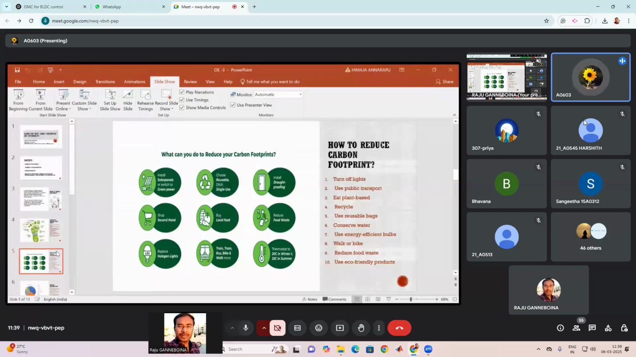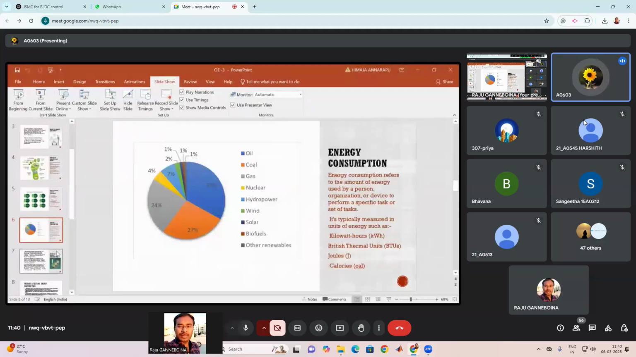Second thing is reduce food waste and use eco-friendly products. Here is a picture of the things which we have to maintain in order to reduce carbon footprint. Installing solar panels, shop second-hand things, replace halogen lights, use train, tram, bus, bike, or walk, reduce food waste, buy local food, choose reusable over single use, install draught proofing.